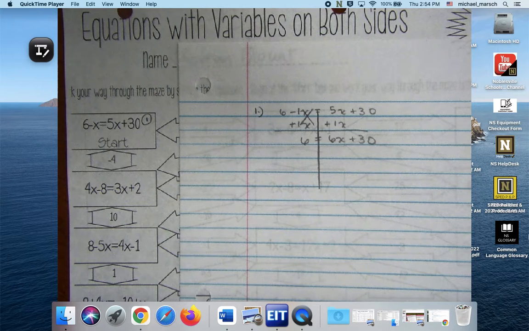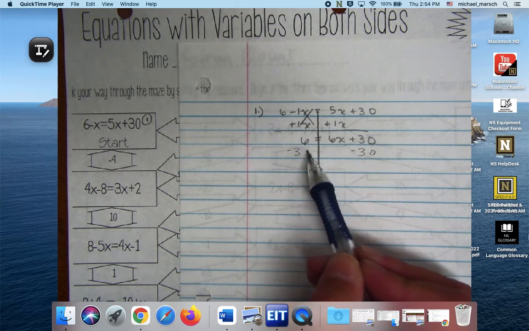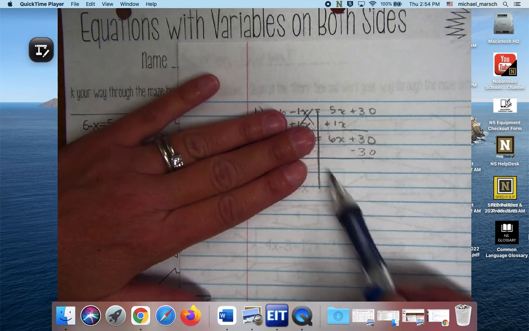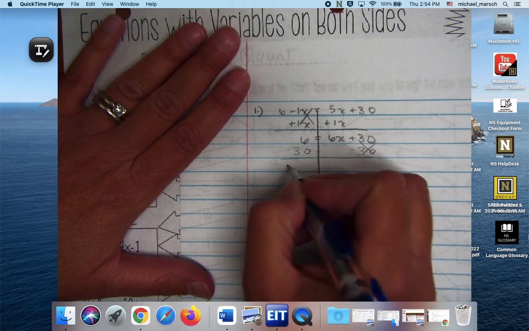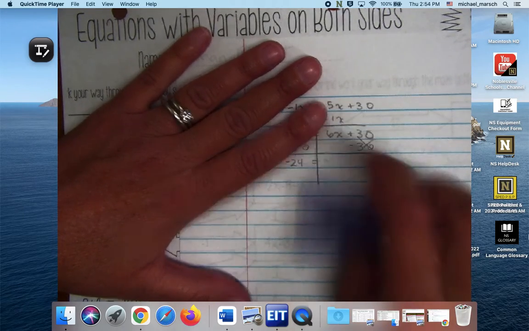And now I'm at a 2-stepper, step 1. So 2-stepper, step 1 is subtract or add so that you have all variable on one side, all number on the other side. So I have to subtract this 30. I'm forced to do that. I can't subtract 6 because then I end up with everything on one side, and you can't do that. So I'm going to end up with a negative, but it's better than having both of them be negative.